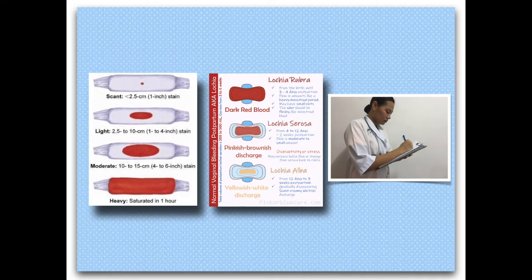Assess the number of days since the woman has delivered her baby. The type of lochia or vaginal bleeding is based on this. Lochia rubra is 1 to 3 days and the blood is red in color. Lochia serosa, 4 to 10 days, and the vaginal discharges are brownish pink in color. Lochia alba, 11 to 21 days, the vaginal discharges are yellow to white in color. And then document the number and size of blood clots.